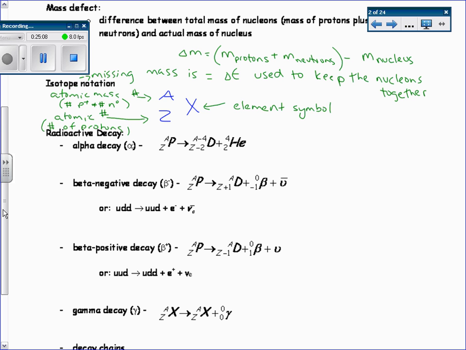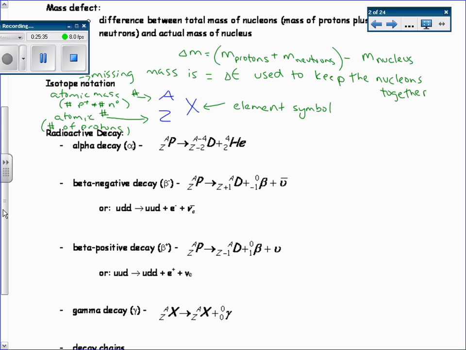Okay, and then we've got our radioactive decay. So the 4 types of decay, we did alpha decay, beta negative decay, beta positive decay, and gamma decay. And sort of the algorithm for doing that in there. So the alpha decay, the atomic number, the number of protons decreases by 2, and the atomic mass number, the number of protons and neutrons decreases by 2 because you're getting rid of a helium nucleus, which is 2 protons, 2 neutrons. Beta negative, you're expelling an electron.